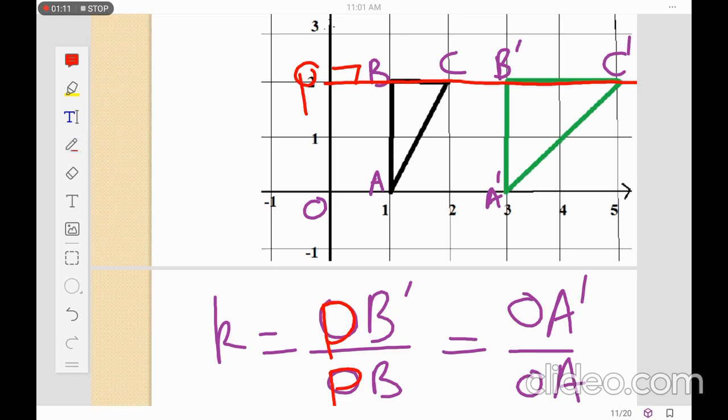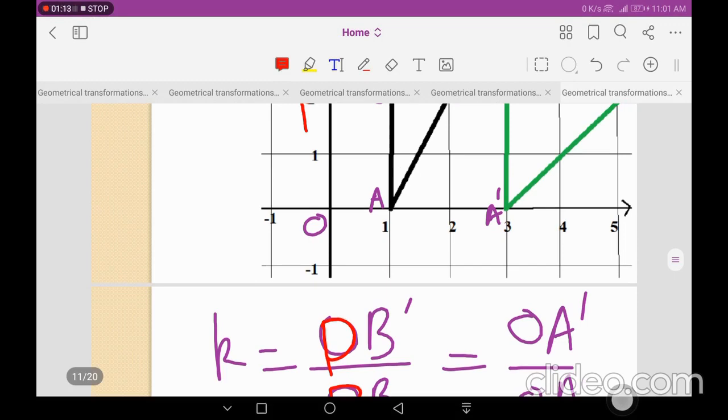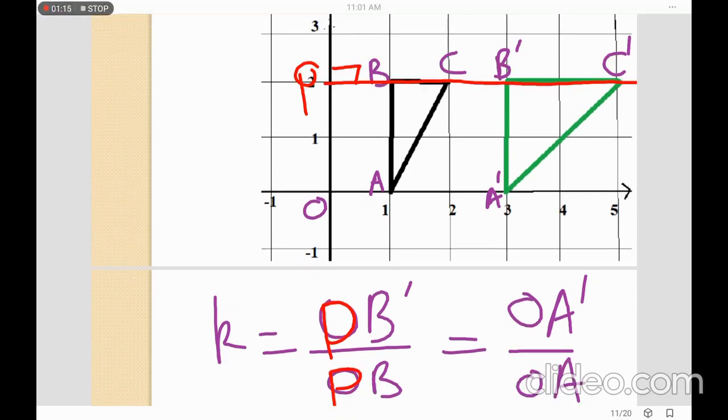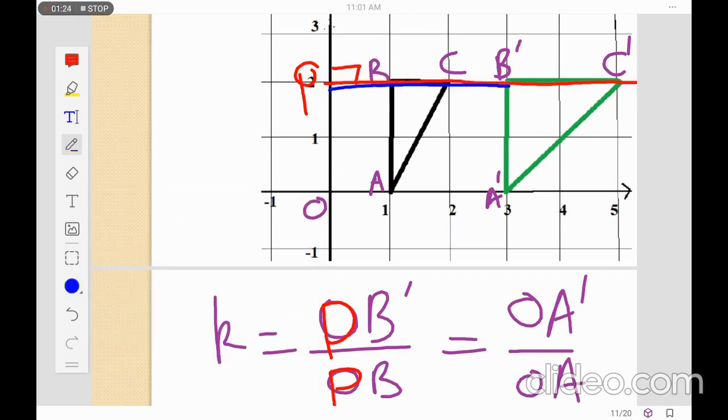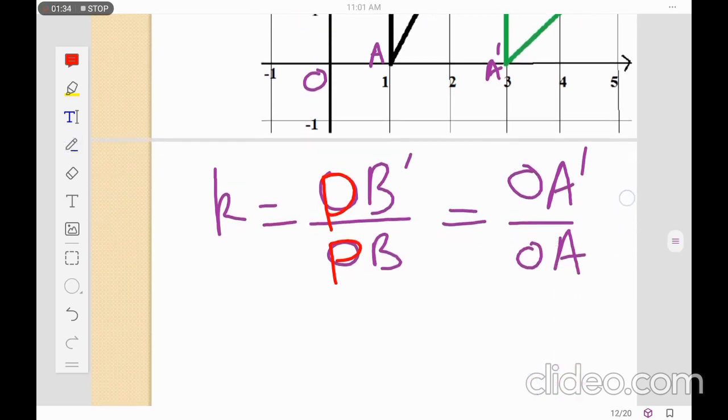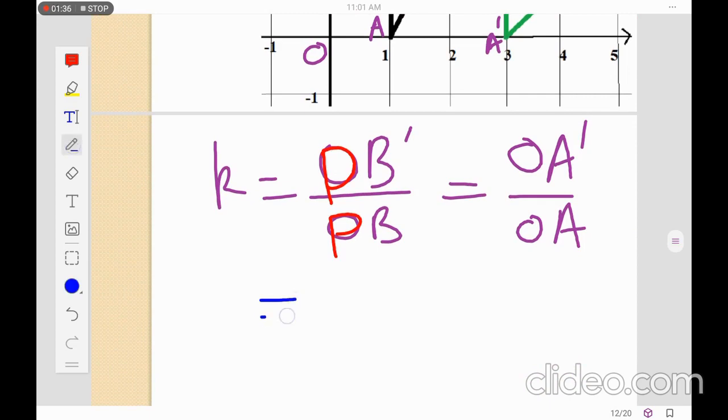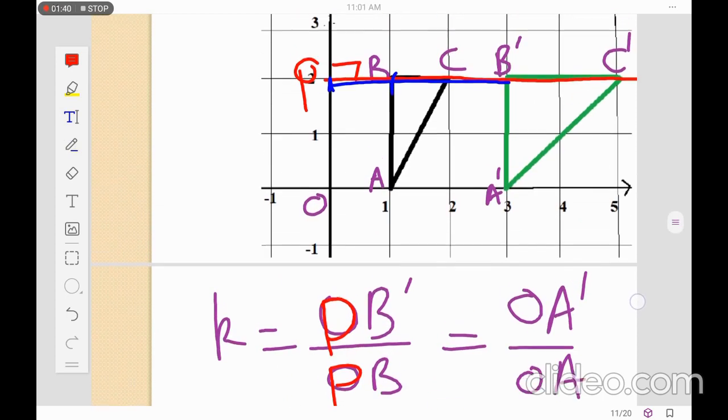Now I can take the distance of OB from this point to this point. What is the distance? I've got 3 units over the distance of PB there, this initial B. From this point, I've got 1. So I'll write for the first one, I've got 3 over 1. Let's look at the second one for OA.